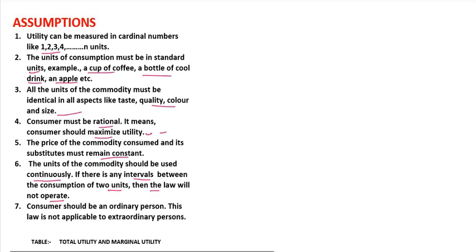There will be no lapse of time. The commodity should be used continuously. The consumer should be an ordinary person. This law is not applicable to an extraordinary person. The law of diminishing marginal utility can be explained with the help of an example.